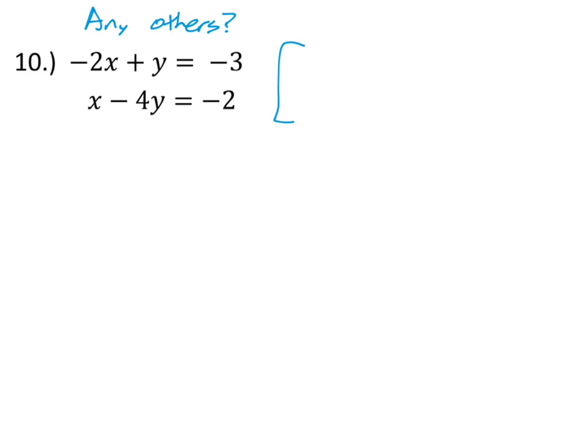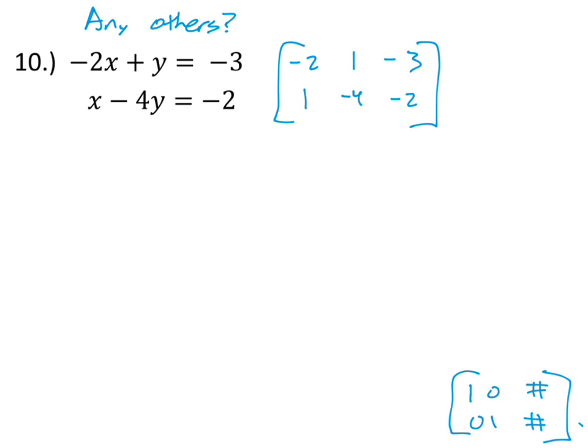I'm gonna convert this to an augmented matrix by just writing down all the coefficients. And now I need to remember I want it to be 1, 0, number, and then 0, 1, number at the end here. Well, as I look at my rows here, I see that I can't add or subtract and get a 0 because these numbers don't match. But I can make them match.